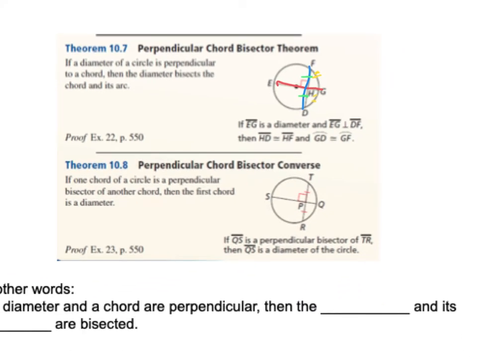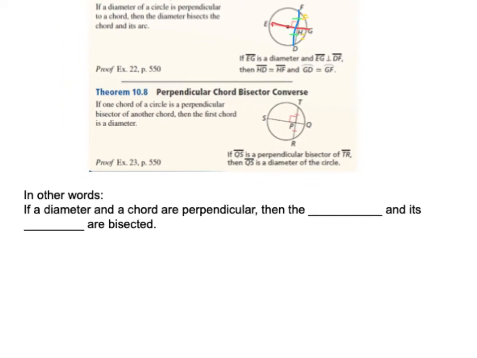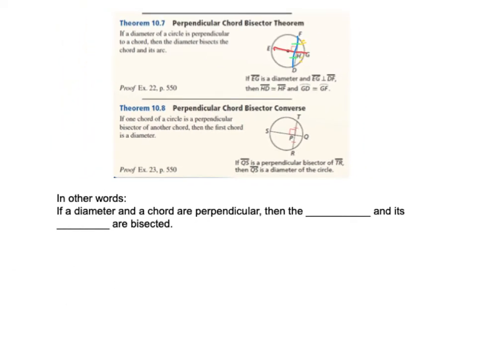And it goes the other way too. All that the converse says is if one chord of a circle is a perpendicular bisector of another, so if it bisects the chord and its arc, then it's a diameter. Okay, we're going to look probably more at it in the first scenario. So in other words, to put it simple, if a diameter and a chord are perpendicular, then the chord and its arcs are bisected. And remember, bisected means break into two equal pieces.